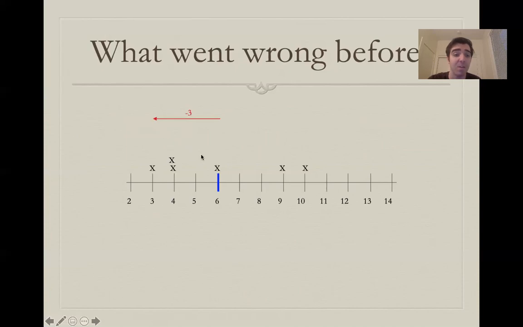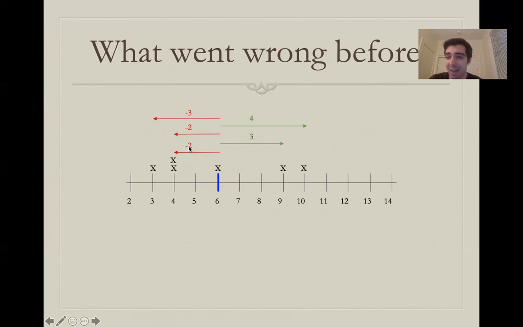This one was 3 below. Both of these were 2 below. This one was right on, so it's 0 below or above. This one was 3 above. This one was 4 above. So what happened here was we actually added all these differences together, but what happened then was this positive 3 canceled this negative 3, and this 4 canceled these 2 negative 2s.